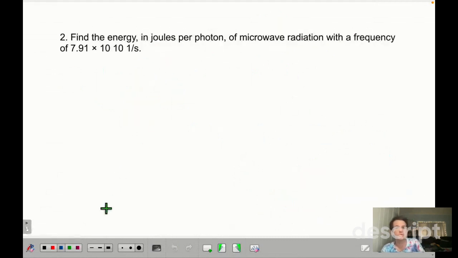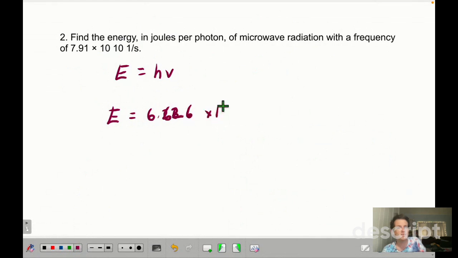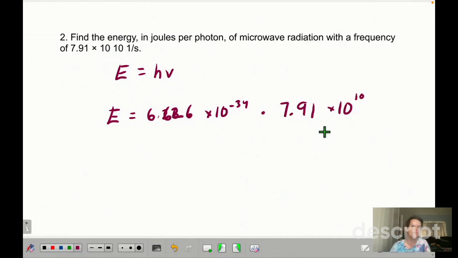Find the energy in joules per photon of microwave radiation with a frequency of 7.91 times 10 to the 10th hertz. So exact same thing. We're looking at E equals Planck's constant times the frequency, and this time we're given the frequency again. So it's another pretty straightforward problem. 6.626 times 10 to the negative 34th, and then we're going to multiply times the frequency of the microwave radiation that was provided, which was times 10 to the 10th.